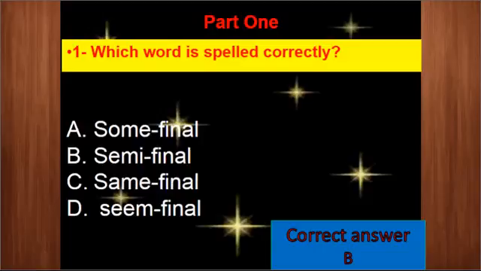As we can see in the first example here, which word is spelled correctly? According to the words that we have, the letter B is the correct answer. We have some final, semi-final, same final, and seem final. And the correct answer is B.